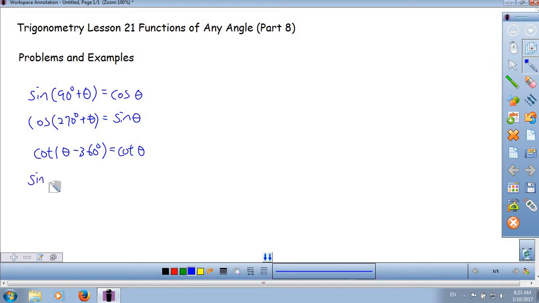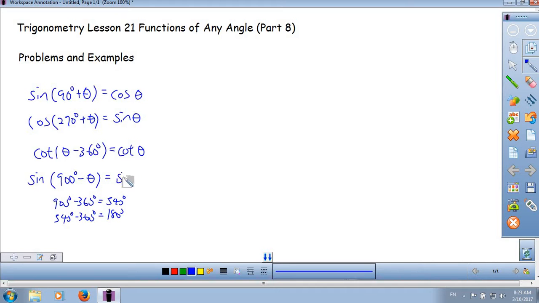Let's try something else. What about sine of 900 degrees minus theta? That was not part of our formulas, but we can find an equivalent coterminal angle for 900. Take 900 minus 360, which gives one of the coterminal angles, 540. Now 540 is still kind of large, so let's subtract 360 again, and it is equal to 180 degrees.